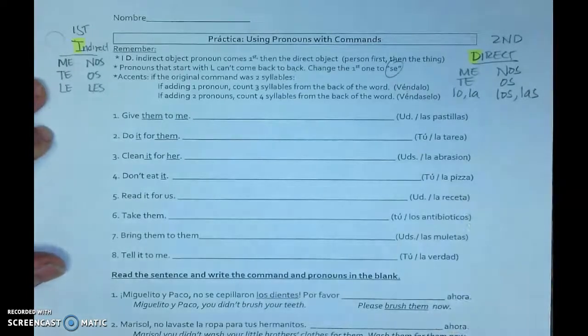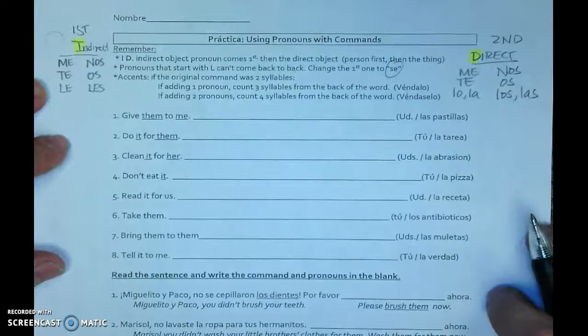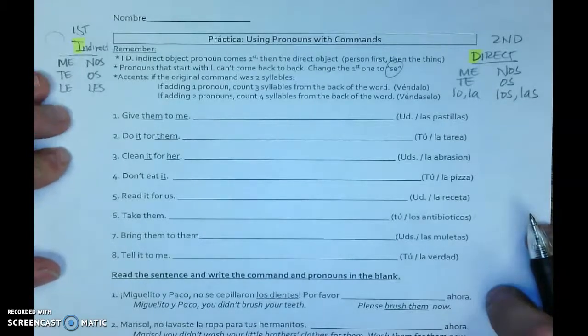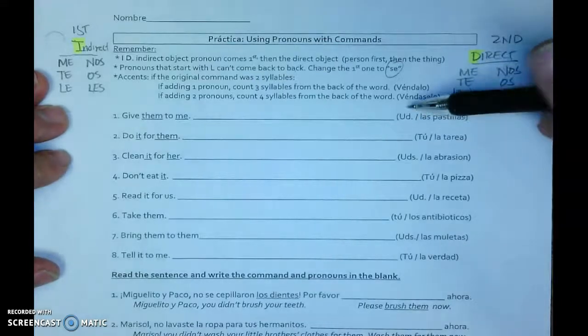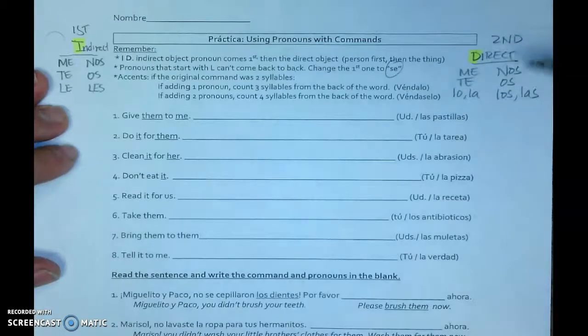All right, so let's jump in and do a couple of these for examples, and I'm going to let you try some on your own at home, and we'll talk about it tomorrow in class, and I'll answer any questions you have. So the top part, you have a sentence in English, and it's a command, and over to the right, they tell you what type of command it is in parentheses, and they tell you what the direct object is. So the first one says, give them to me.